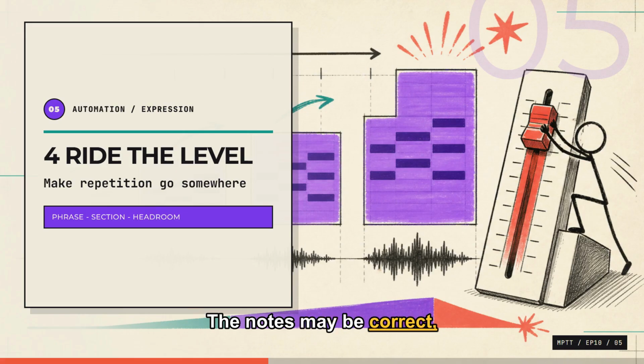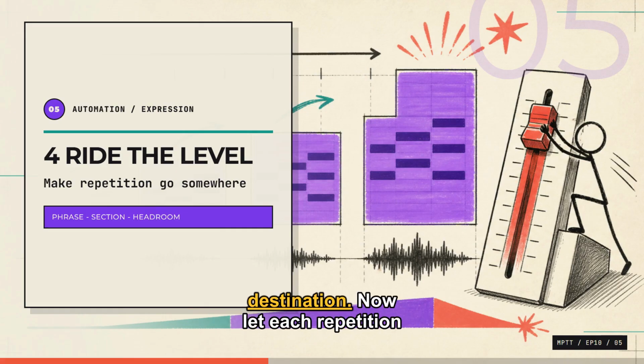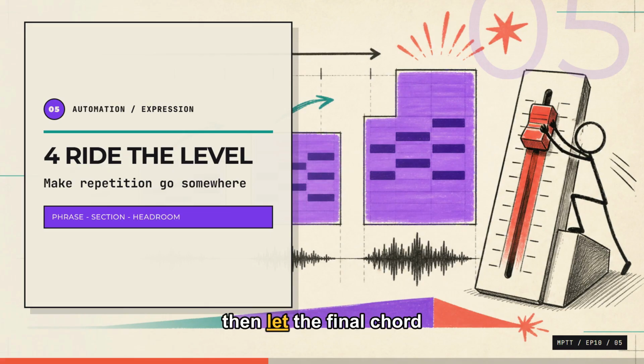The notes may be correct, but the phrase has no destination. Now let each repetition rise a little, then let the final chord settle. That simple ride creates direction. Work at 2 scales. First, shape sections.